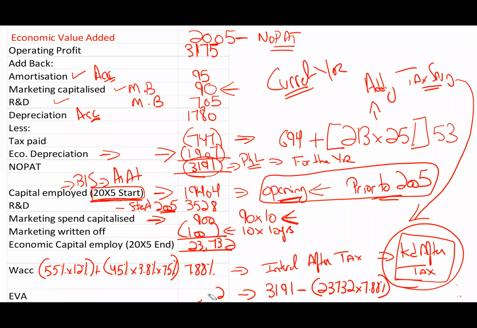I beg your pardon. Yeah, I've stated capital employed. The figure is 1321. Yeah, I've written the figure of capital employed. So it's 1321, my friends, it's 1321.